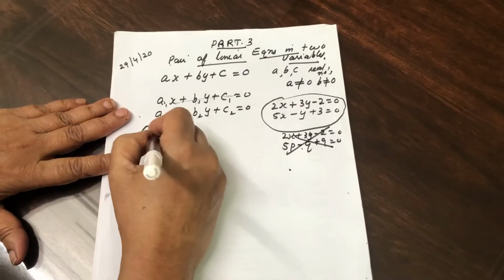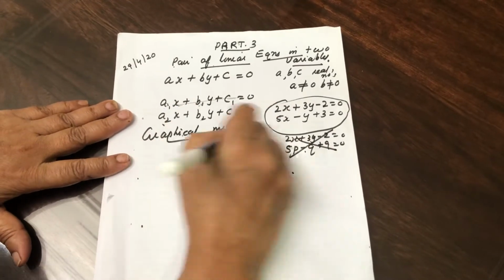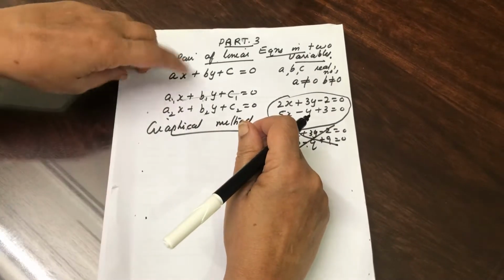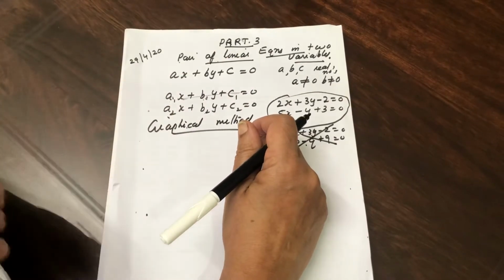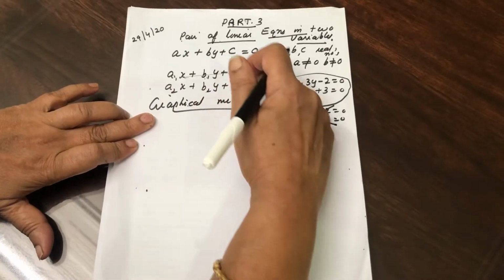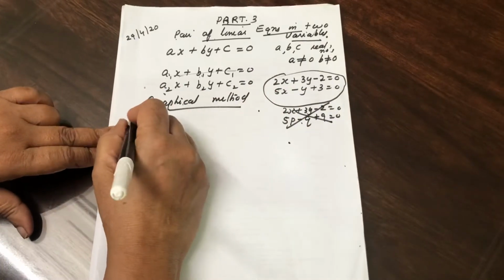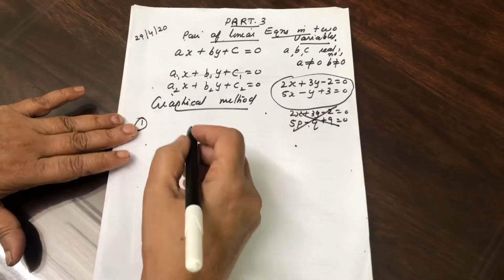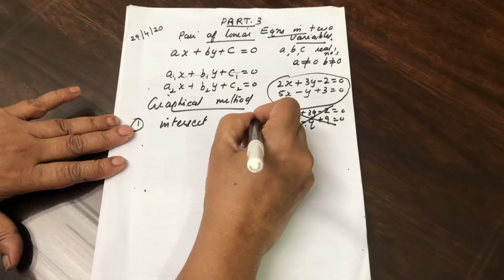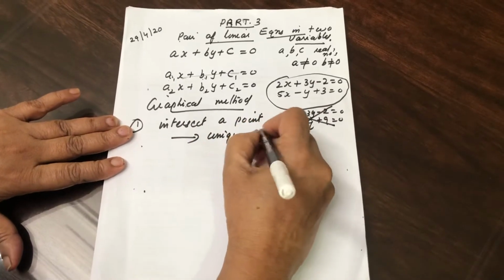Now I am going to explain the graphical method. I already explained the graphical method. You know that for a linear equation in two variables you get a straight line graph. For a pair of linear equations, since there are two equations, you will get two straight line graphs. If these two straight lines intersect at a point, then you can say it has a unique solution.